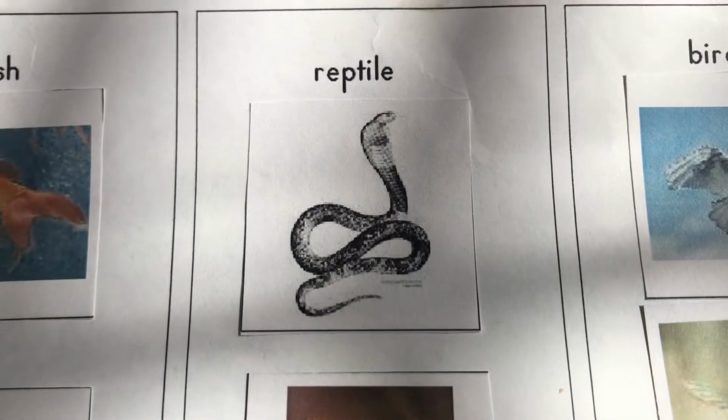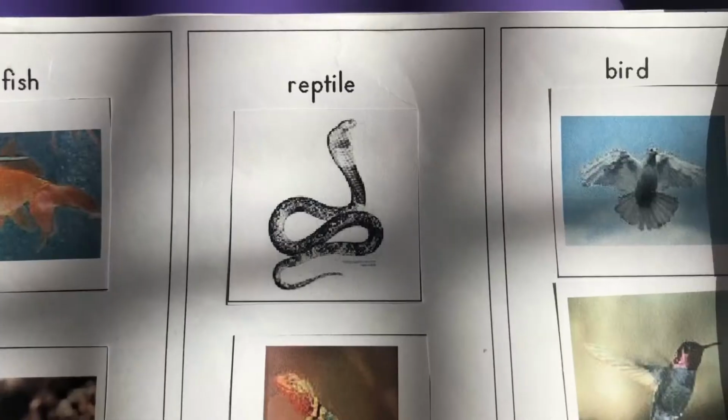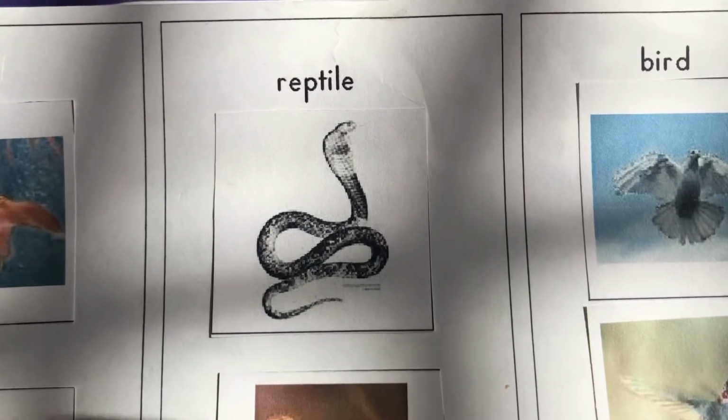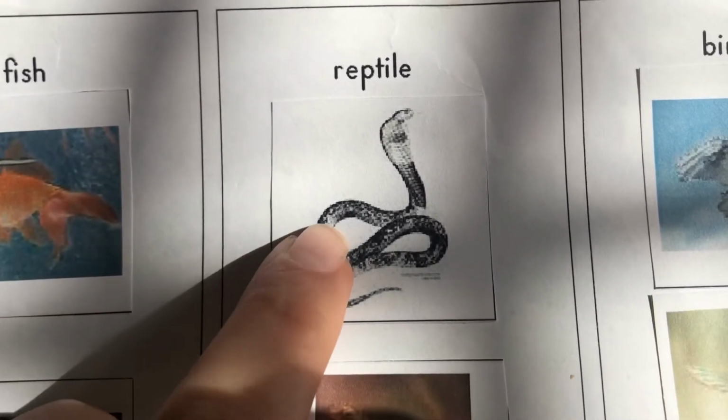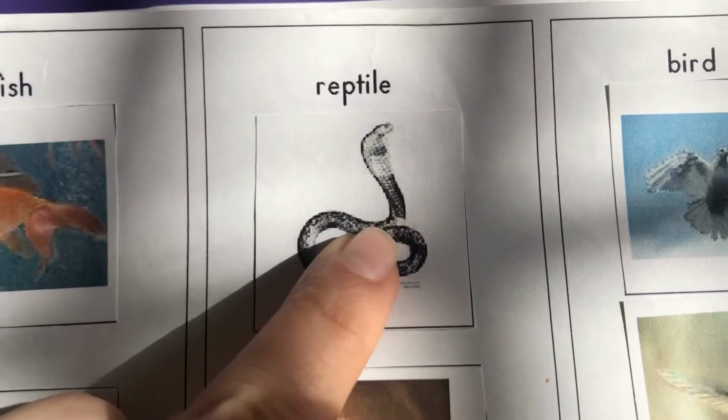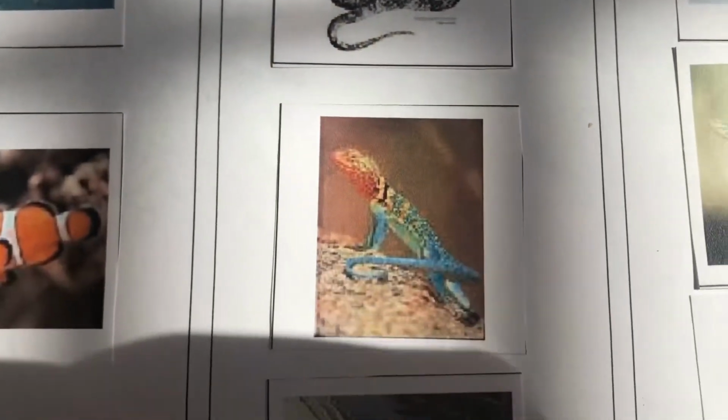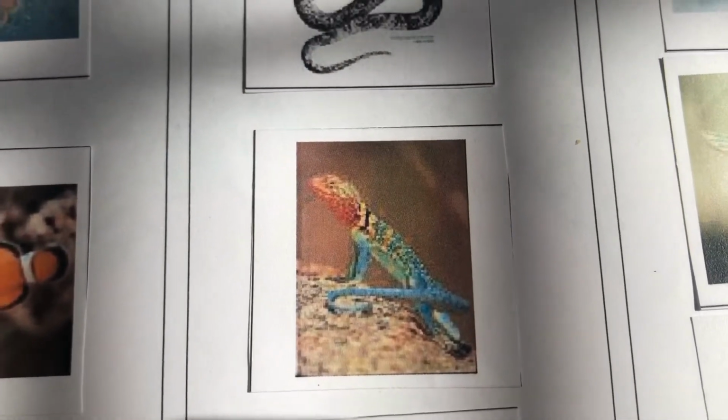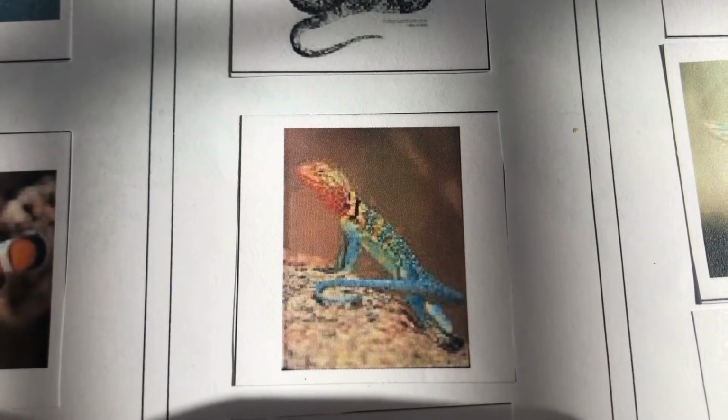Here's our next type of animal, and that is a reptile. All reptiles have scales. So this is a snake. He's got scales on his skin. That is his physical feature. And then that's a lizard. He also has scales all over his body. That is an alligator. Alligators also have scales.